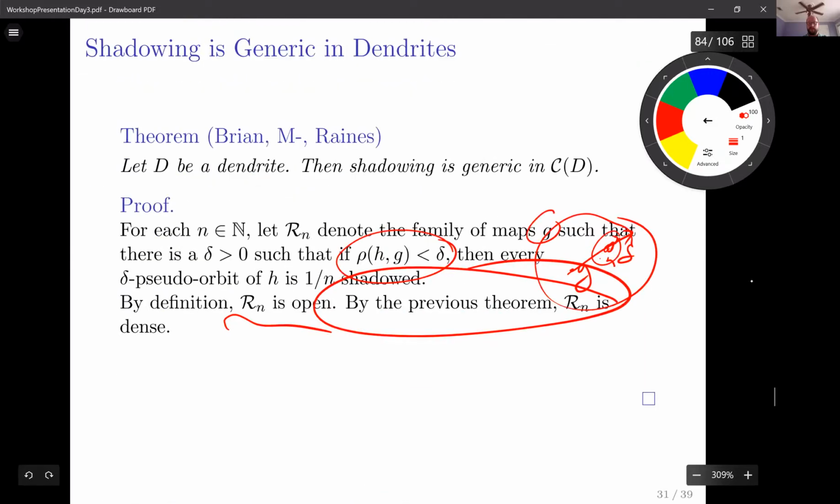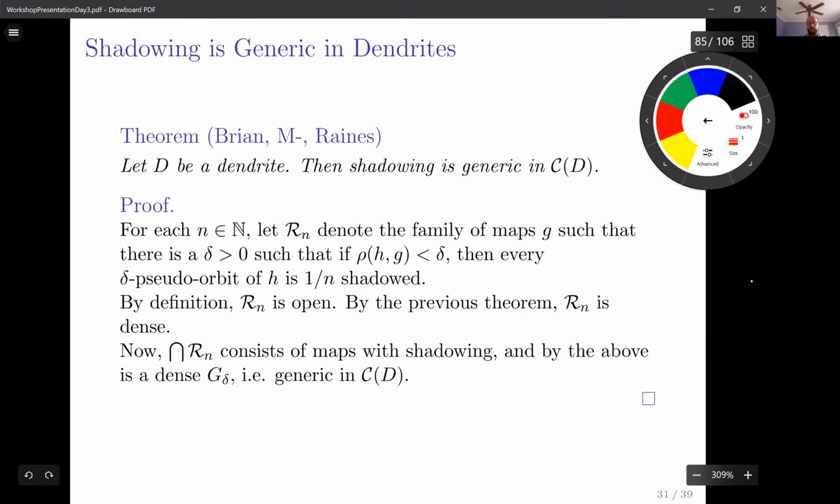Okay, and so R_n is dense and open, and I intersect this, ranging over the natural numbers. Anything in that intersection has the property that for any n, there's a delta such that every delta pseudo-orbit is 1/n shadowed. Since 1/n is tending towards 0, we actually get that for any map in this intersection, for any epsilon, there's a delta such that every delta pseudo-orbit is epsilon shadowed. And so this right here, that is our dense G delta set of functions with shadowing.